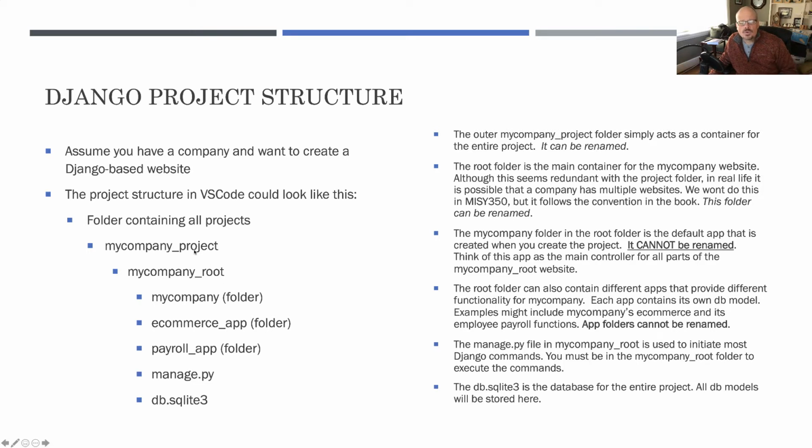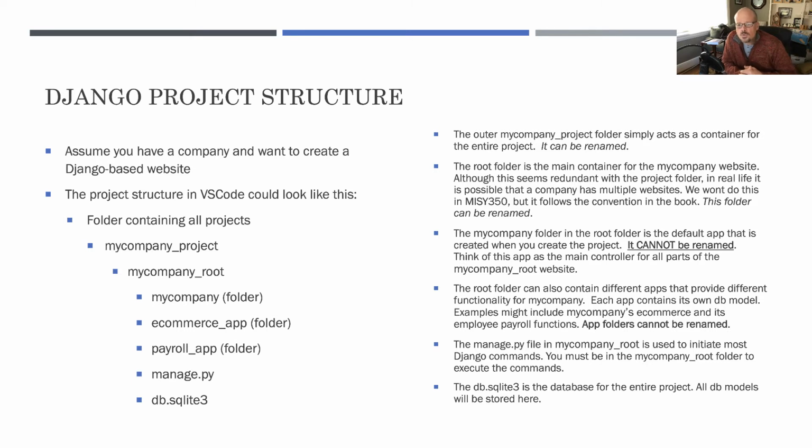Inside the project folder is what we call the root folder. The root folder is the root of this project that you're working on, the one that you're currently working on. And though this might seem to be redundant with the project folder, it's possible that you might have many different websites within your project. So the root folder is the one that you're going to be working on now. We won't be having multiple projects, multiple roots in a project in our 350 class, but I'm doing this because it does follow the convention in the book and it will make it easier for you to replicate what the book is doing. This folder can also be renamed. The My Company_root can be renamed. The My Company_project can be renamed.